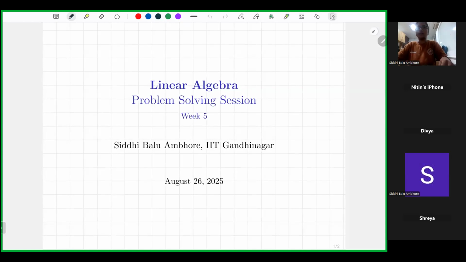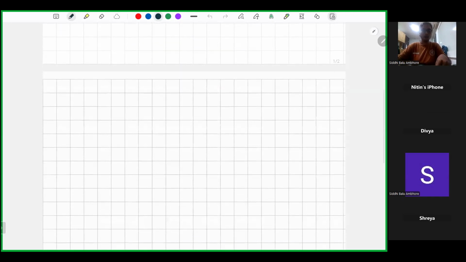I'm Siddhi Balgambore from IIT Gandhinagar, and today we will discuss problems related to the syllabus from week 5, that is, problems related to basis of a vector space and dimension of a vector space. So let us start with our first question.